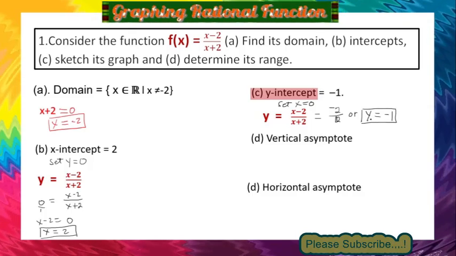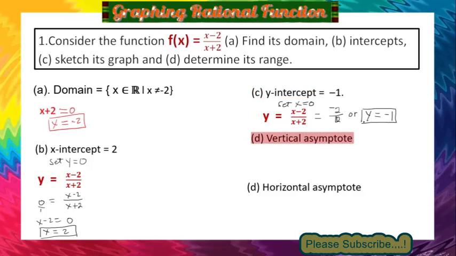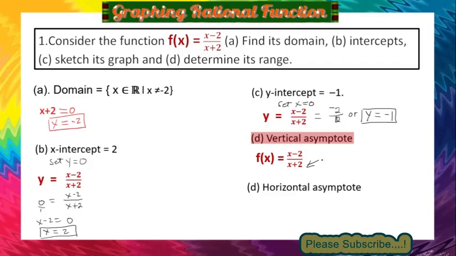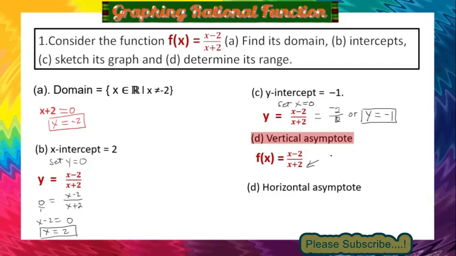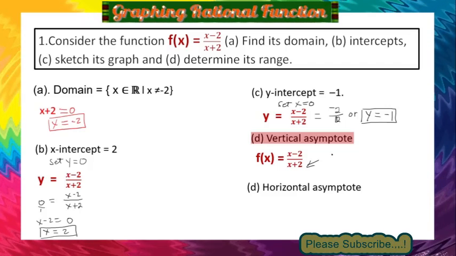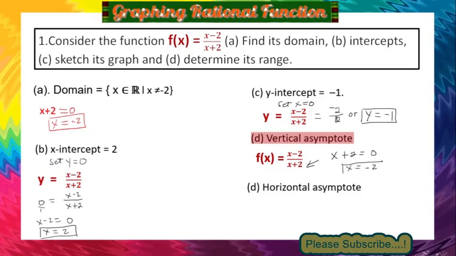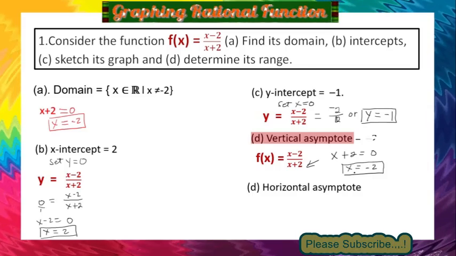For the vertical asymptote, you just look at the denominator and equate it with 0. x plus 2 equals 0, then x equals negative 2. So this is your vertical asymptote.